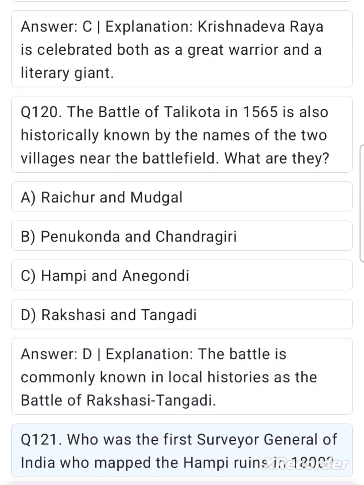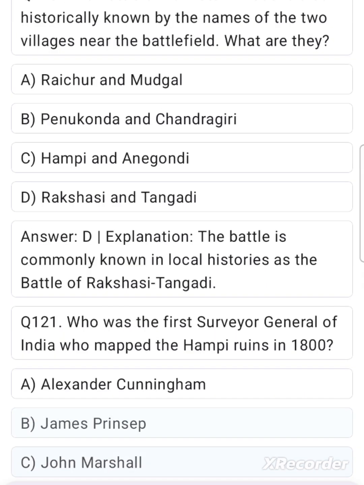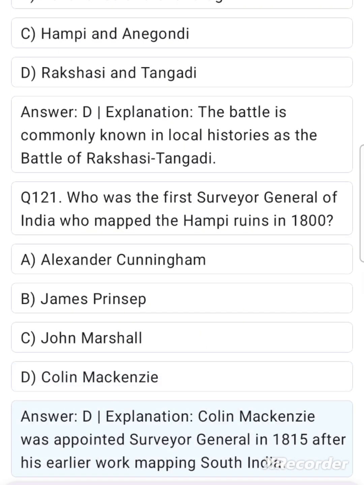Q121. Who was the first Surveyor General of India who mapped the Hampi ruins in 1800? A. Alexander Cunningham. B. James Prinsep. C. John Marshall. D. Colin Mackenzie. Answer: D. Explanation: Colin Mackenzie was appointed Surveyor General in 1815 after his earlier work mapping South India.